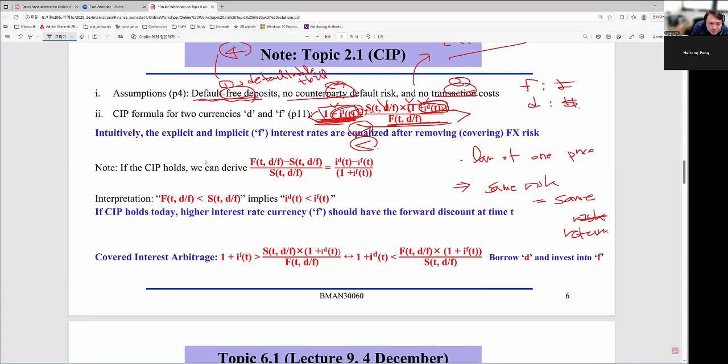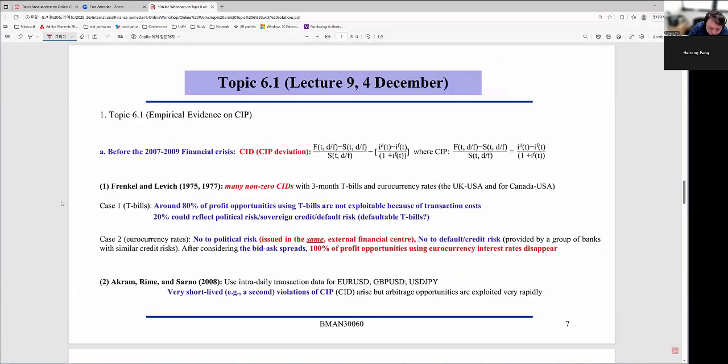Now, what is the problem with this one? If you do that, in fact, we don't have same risk, same return anymore, because obviously the Mexican T-bill and the US T-bill have different risk. So where can we see these kinds of things? We learned in the lectures this paper, Frankel and Rebic. They found many non-zero CIP violations. CID is just the CIP violation with 3-month T-bill and eurocurrency rates for the UK-USA case and the Canada-USA case. What they find, case 1, is that if you use T-bills to compute CIP violations, even for these country pairs, there could be a big profit opportunity.